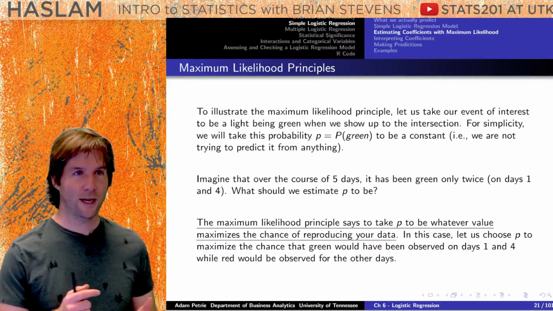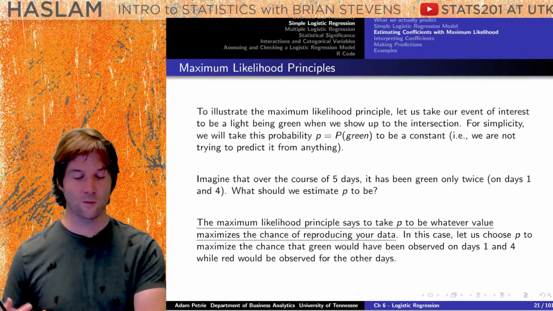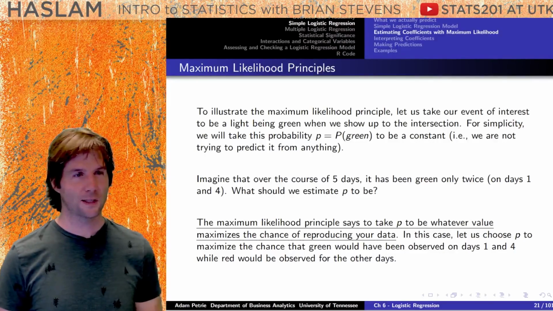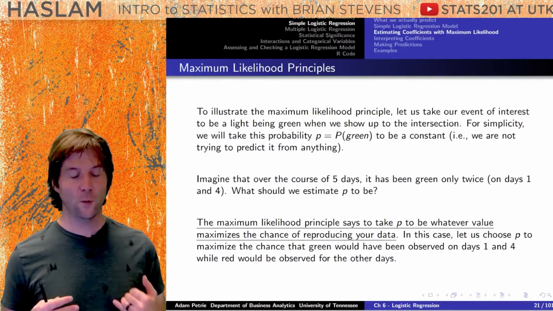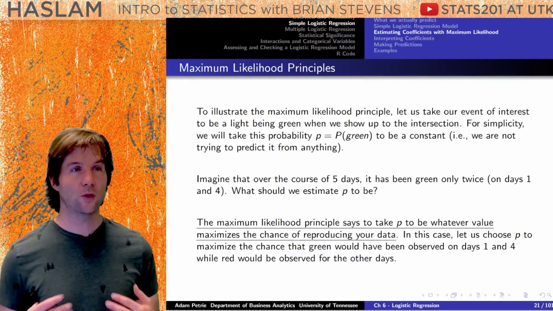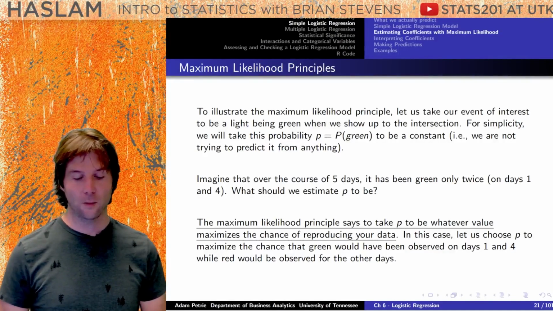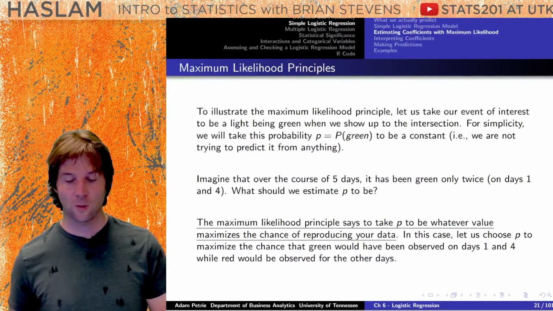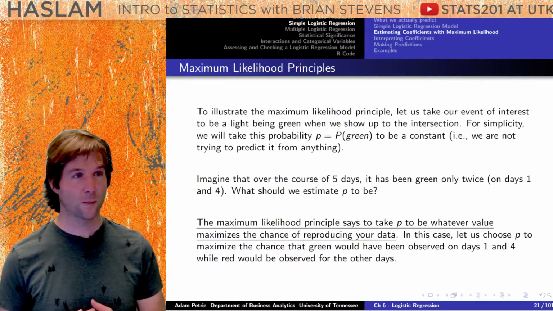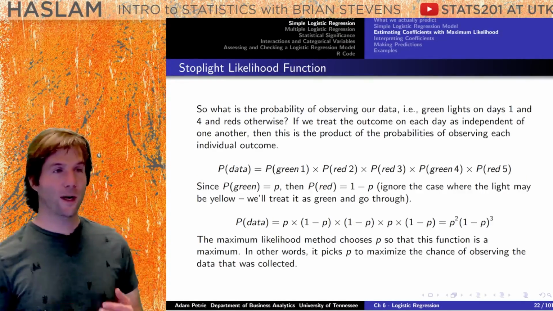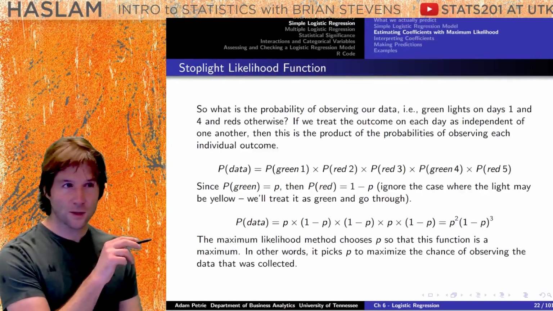So imagine we have a light and we're trying to figure out the probability it's green. We only care if it's green or red in this example, and on days 1 and 4, it's green. So what should P be to replicate the data? The maximum likelihood principle is going to tell us to take the P to whatever value maximizes the chance of reproducing our data.